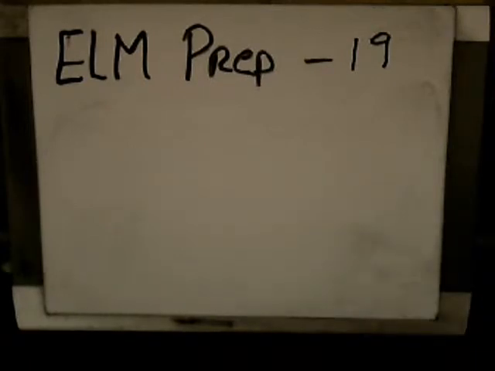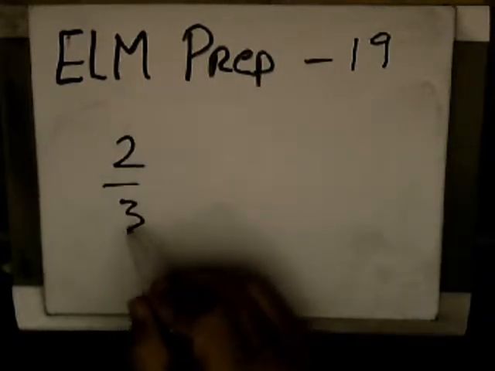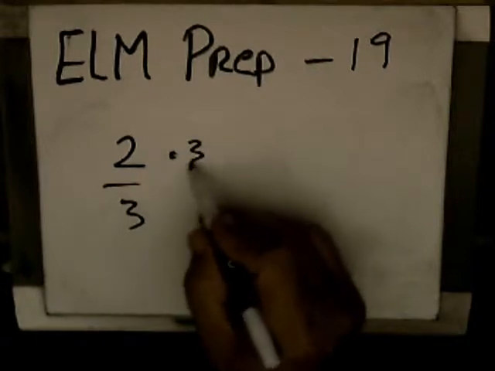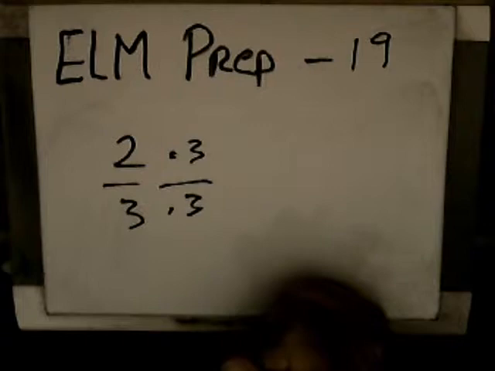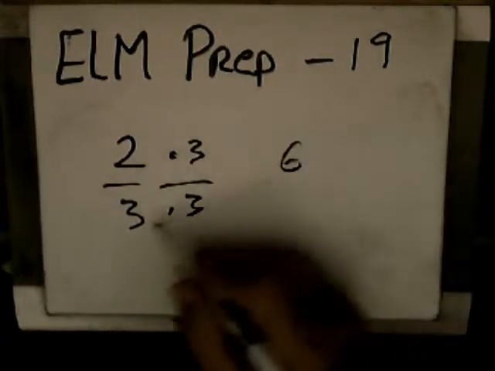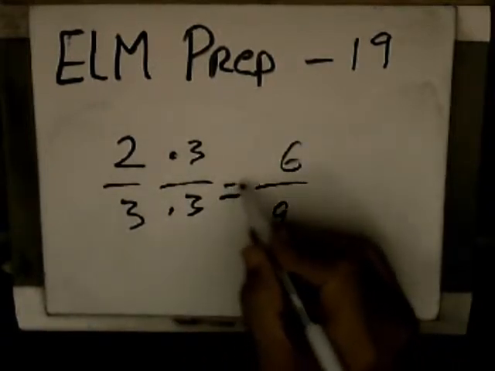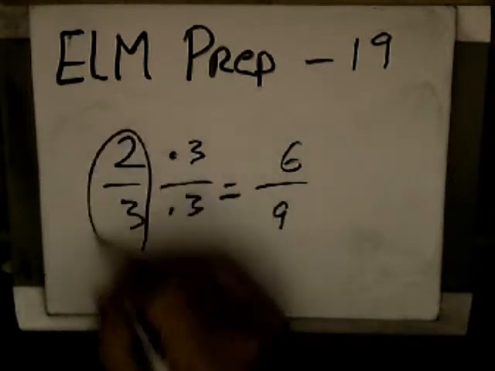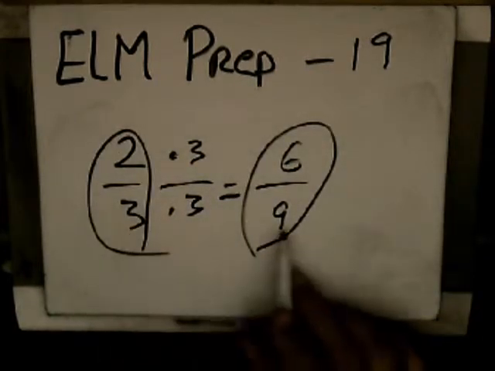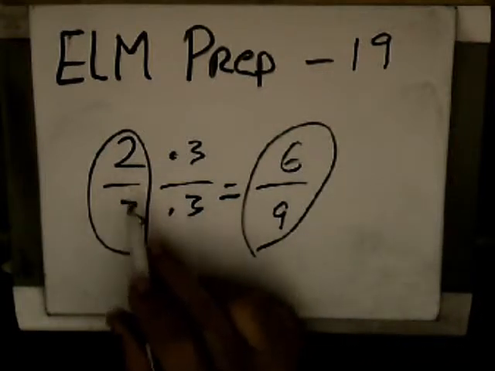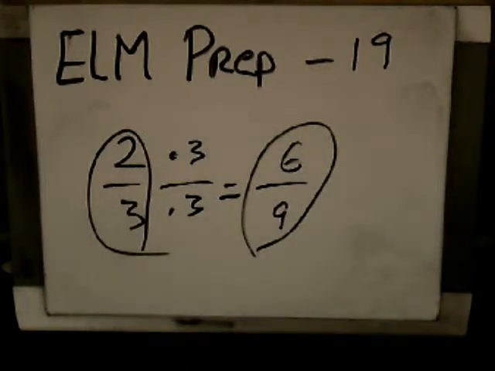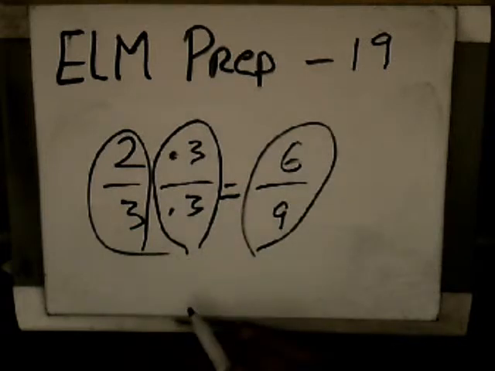Okay, so if I have 2/3 and I multiply the top by 3 and the bottom by 3, I'm essentially just multiplying by 1. 2 times 3 is 6, 3 times 3 is 9, and these are equivalent fractions. They don't look the same, but they are equal. This is really 2/3 and this is 2/3. So multiplying by 1 only changes the appearance, not the value.